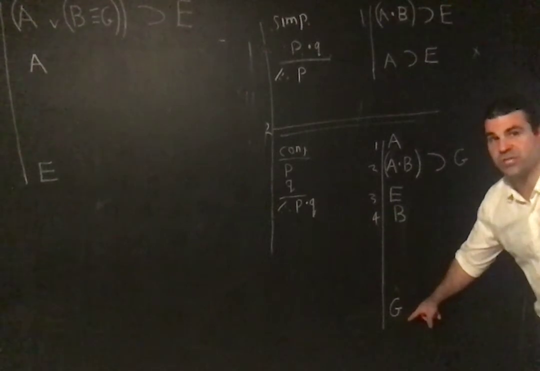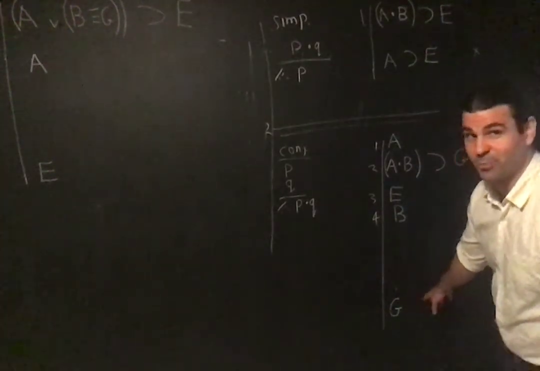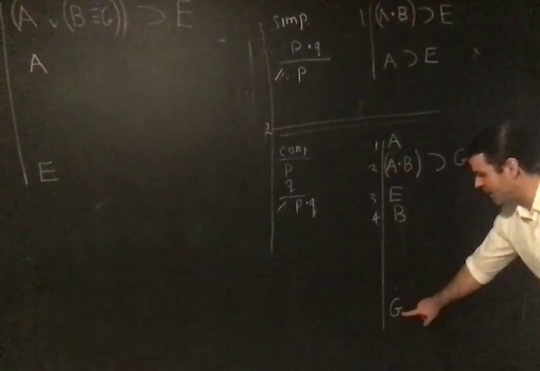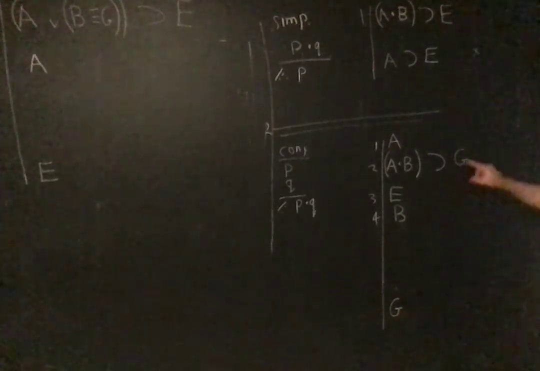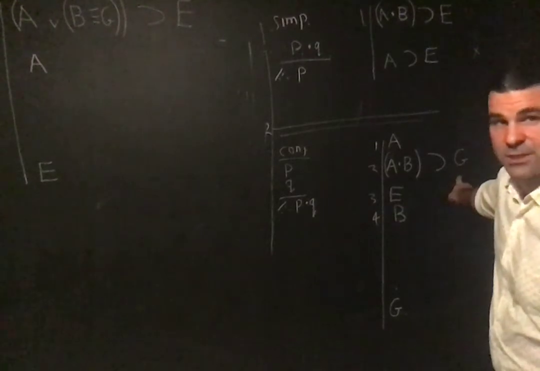I'll ask, where does G occur, plus or minus a negation, amongst the premises? Say that 100 times. Here's G. That's what I need to derive. This is the last step of my proof. G's here. It occurs as the consequent of a conditional.